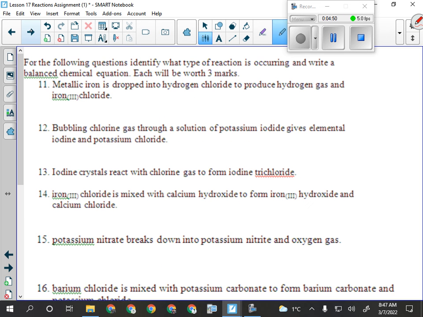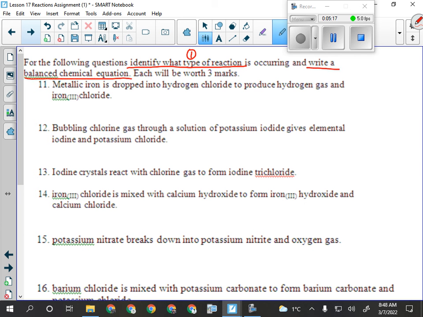In the second set of 10, you're getting the entire word equation, both products and reactants, you're getting them all. What you are going to be asked to do here is identify the type of reaction. So single replacement, double replacement, you're getting 1 mark for that. That's the easiest mark, so don't forget to do it. And write a balanced chemical equation.